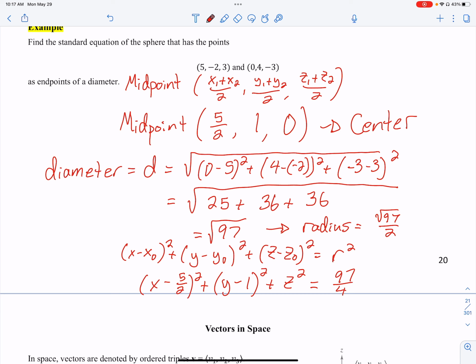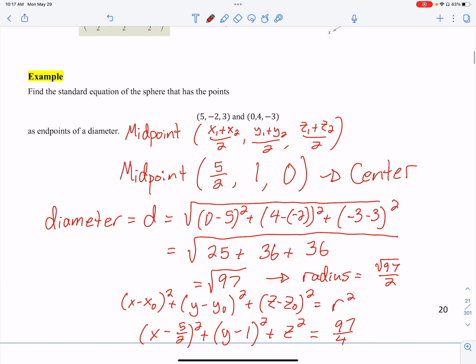It's not pretty number-wise, but you get the point. We got to have the midpoint for the center. Diameter gives me all the way across. I cut it in half by dividing by 2. Then I just plugged it into the sphere formula. What's going to end up happening this semester is you're going to see these formulas, and you're going to need to know that it's a sphere type thing. We're not going to do a whole lot of sketching, but there will be some. So get these formulas down.